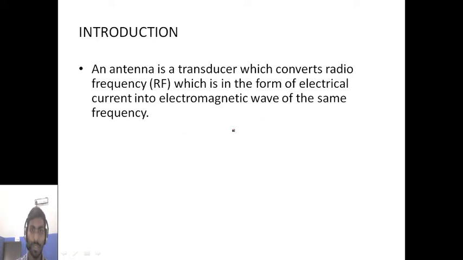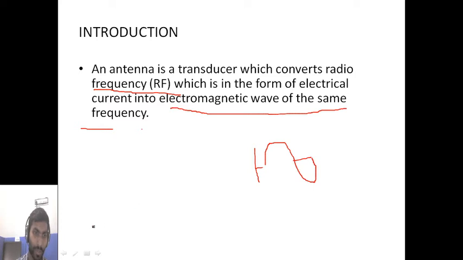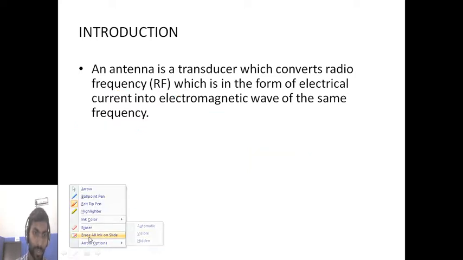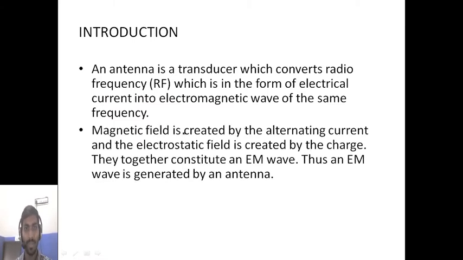Going further, you can see that this electromagnetic wave, which is generated by the alternating current of the radio frequency passing through your antenna, will be at the same frequency as your radio wave frequency. That means the signal frequency which you are sending is never altered when you are transferring through an antenna. Next, the magnetic field is created by alternating current. That is what I said.